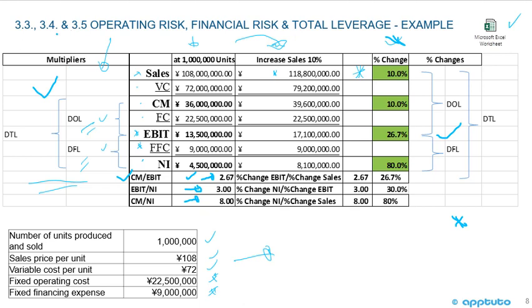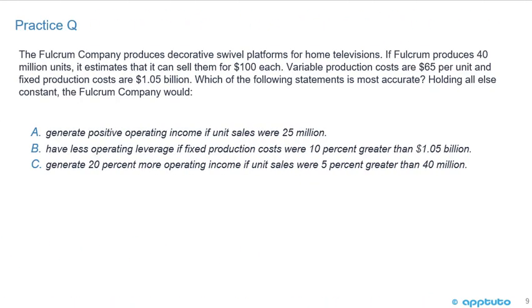Just run the contribution margin income statement at the original level, run it if sales units increase by 10%, then look at the percentage changes in terms of your operating income and your net income, and you've got it. Calculate the multipliers, and then compare them to your percentage changes. It all starts to make sense. So we're just going to finish this LOS with a practice question, as we often do.